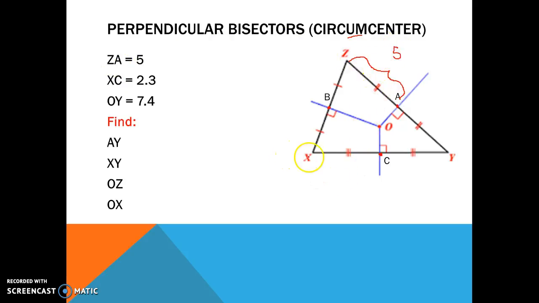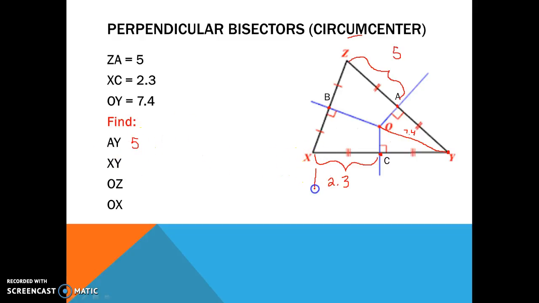We're told that ZA, this distance right here, is equal to 5. We are told that XC, which is this distance here, is equal to 2.3. And we are told that OY, the distance from O to Y right here in red, is 7.4. That is from the circumcenter out to a vertex. We are asked to find AY. Remember, ZY is bisected by A, so if ZA is 5, AY is also 5. That's what those two little red marks mean inside the triangle.